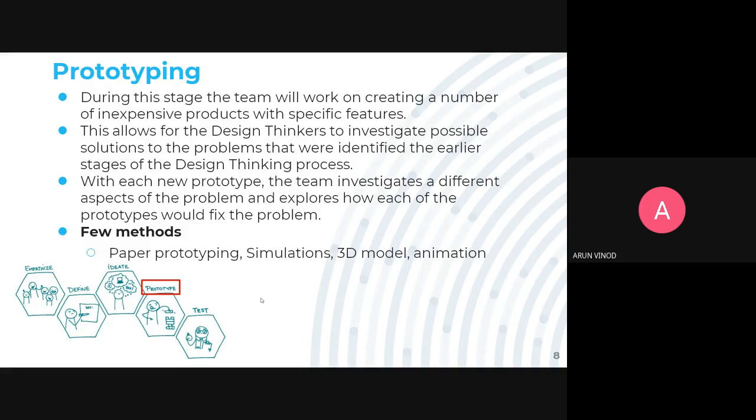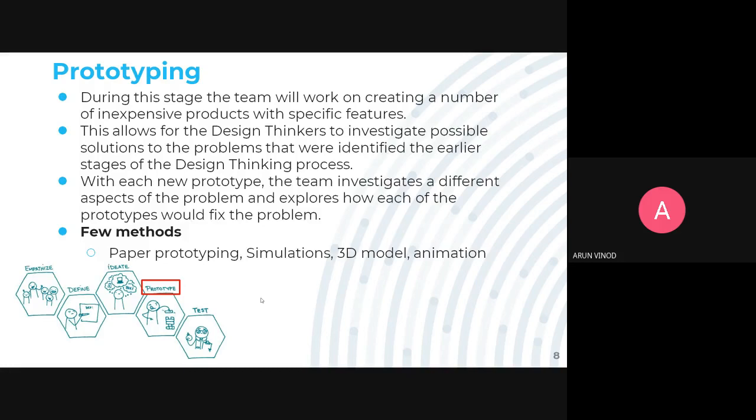Say paper prototyping. You can draw the prototype model of the product. You are just drawing it on paper, and then showing it to the customer. This is the product, so you can see whether it is okay. Likewise, you can ask the customer.